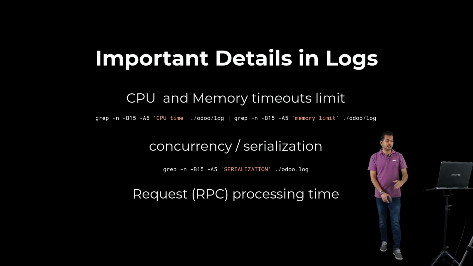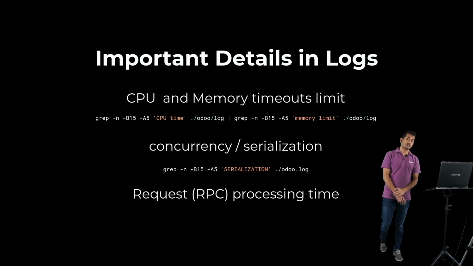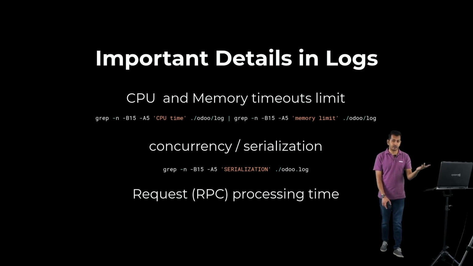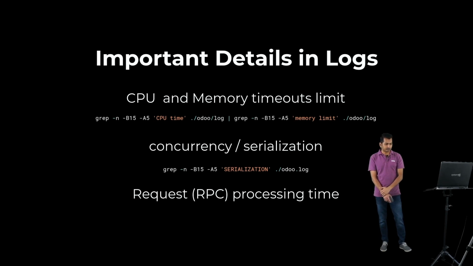Similar to this, is there any serialization or concurrency happening on your server? Here's a simple grep command that will tell you if there is serialization or not. Hyphen A and hyphen B are just to get you the lines before and after. They are optional. You can use them if you wish, and if you don't want to use them, you can skip them. But usually log files are pretty large and not easy to process, so those kinds of commands are very handy, and you can look through things very fast.